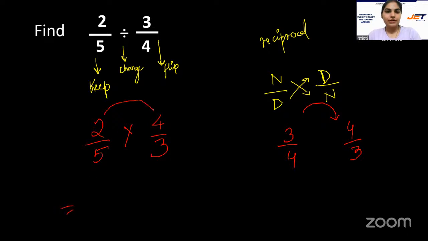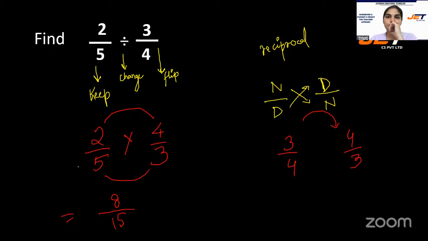Yeah, of course. 2 times 4 is 8. 5 times 3 is 15. Answer is 8 by 15. Okay.